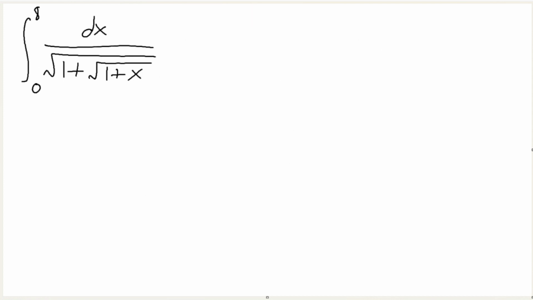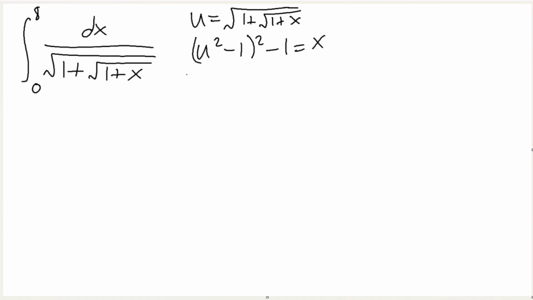Holy radicals. So we got a definite integral here. Again, I would prefer the bottom to be u rather than square root of u, so that I don't have to deal with fractional exponents. So let u equal the square root of 1 plus the square root of 1 plus x. Then u squared, and then minus 1, squared again, and then minus 1 is equal to x. And then the derivative of this is 2 times (u squared minus 1) times 2u du equal to dx.